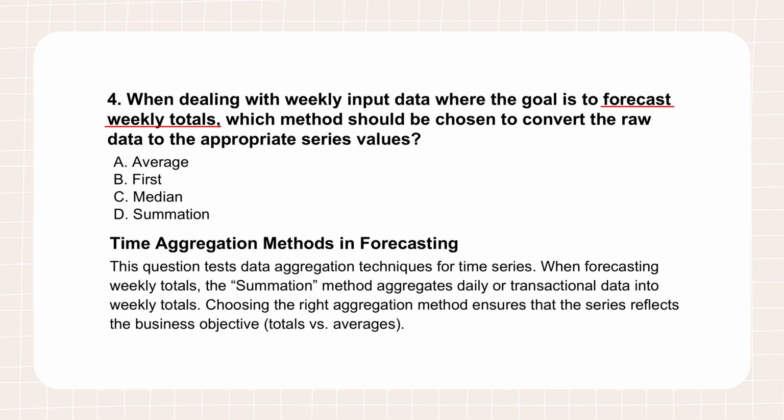If I was calculating the average daily temperature for the week, sure, I'd use the mean, an average. But if I'm calculating total sales for the week, I can't just average the daily sales figures. That doesn't make sense. Right. So if the goal is specifically to forecast a weekly total, the correct time aggregation method isn't averaging. It's not the median. It has to be summation. Correct. You absolutely must use summation.